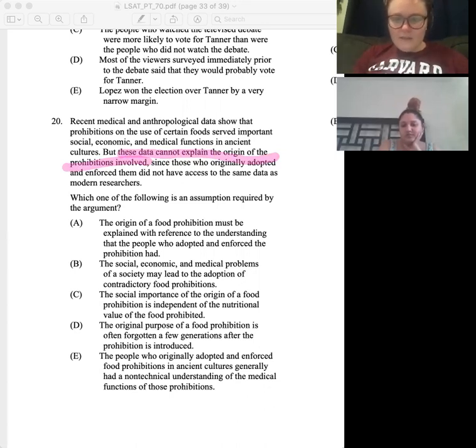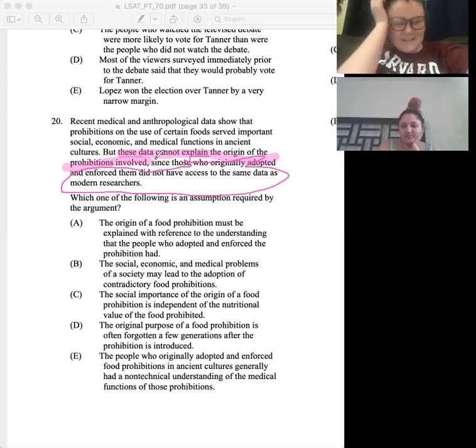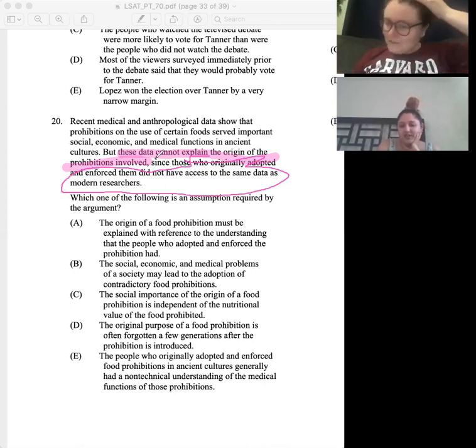And we're saying that because those who originally adopted and enforced them did not have access to the same data as modern researchers. What does this have to do with anything? Oh, I guess we're saying the data can't explain the origin because those who originally had them did not have access to the same data as modern researchers. So I'm really struggling to even connect this. Like, what is this person even assuming?